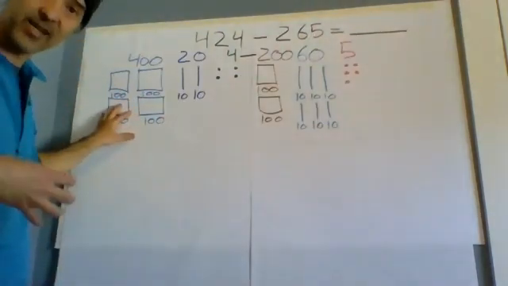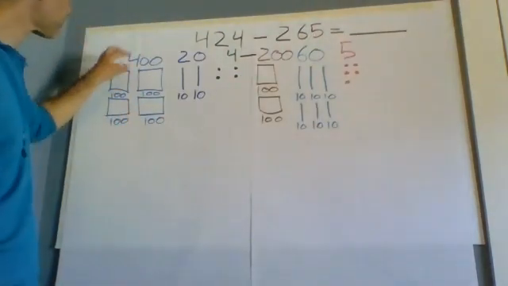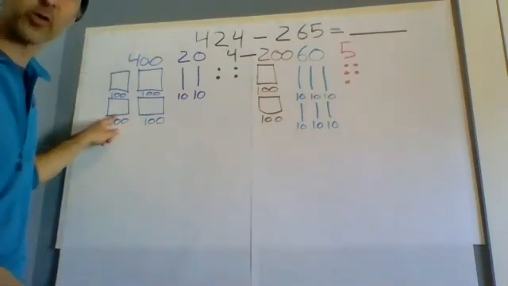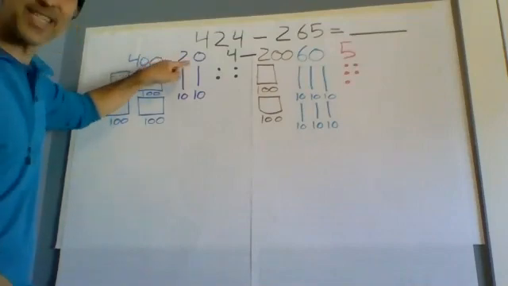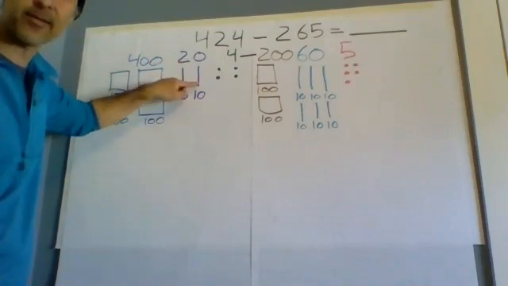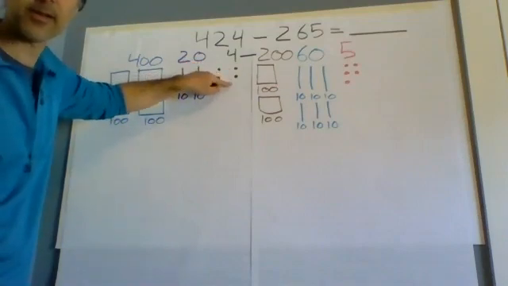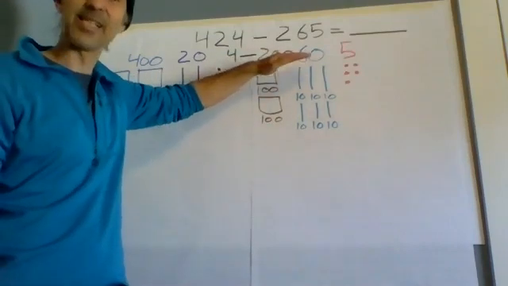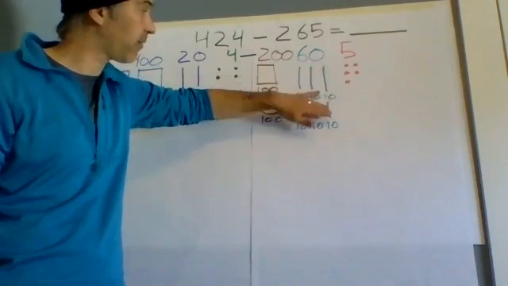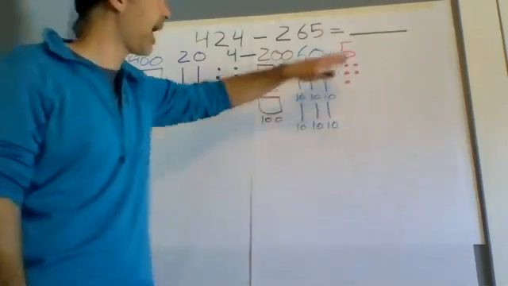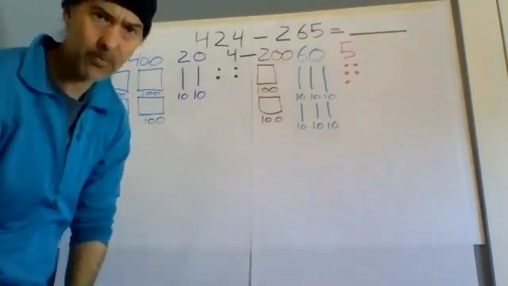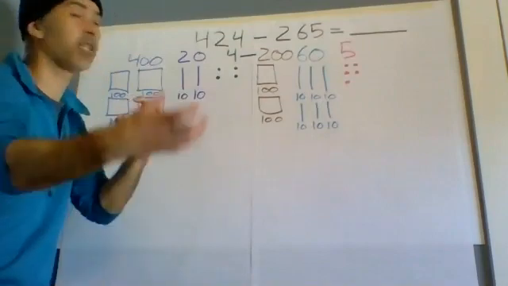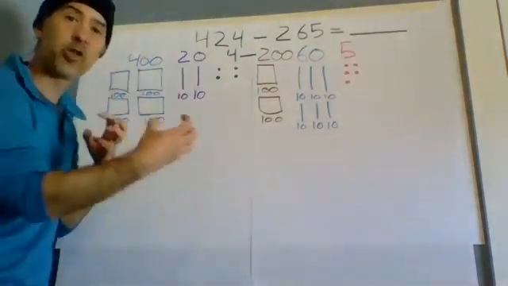Then I represented my number with a picture. 400 is the same as 4 groups of 100. 20 is the same as 2 groups of 10. Here are my 4 ones. 200 is 2 groups of 100. 60 is 6 tens. 1, 2, 3, 4, 5, 6 groups of 10. And my 5 ones. Now I'm ready. Okay, I'm ready to use regrouping, and I'm ready to subtract my 2 numbers.